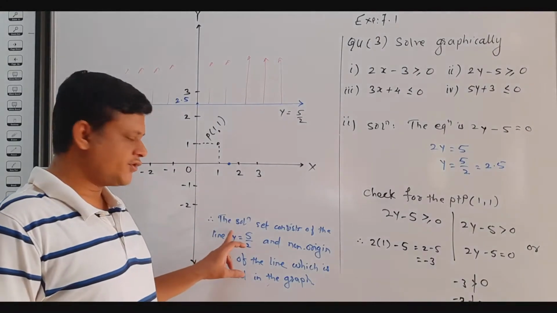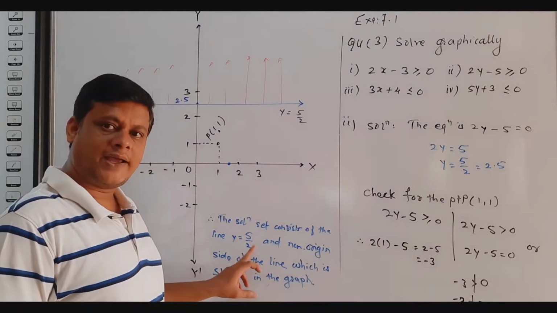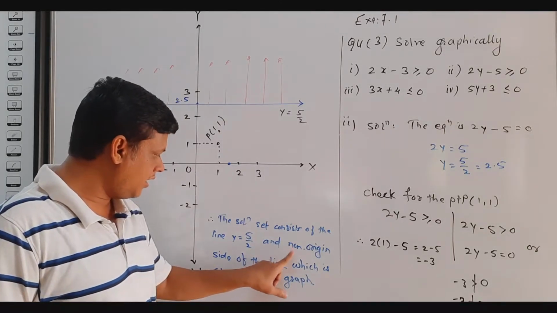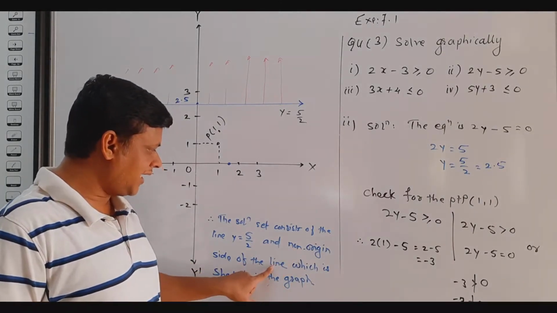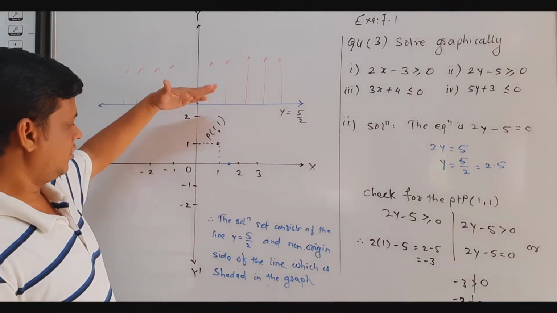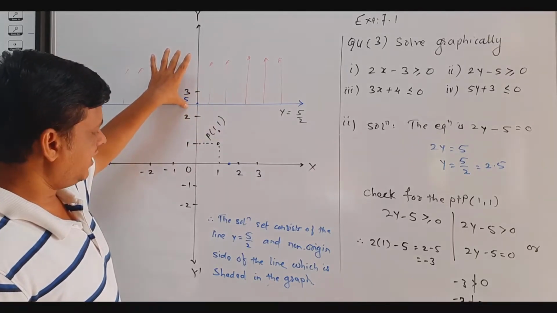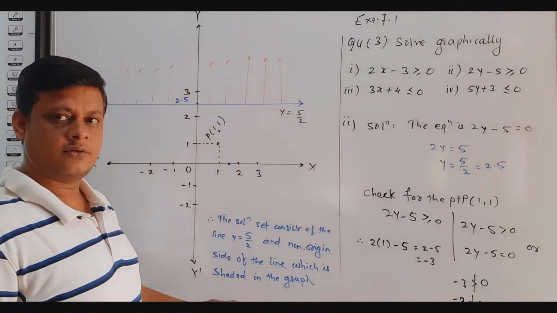So we write the solution set consists of the line y equals 5 by 2 and the non-origin side of the line which is shaded in the graph. So this is the non-origin side and we shade the graph.